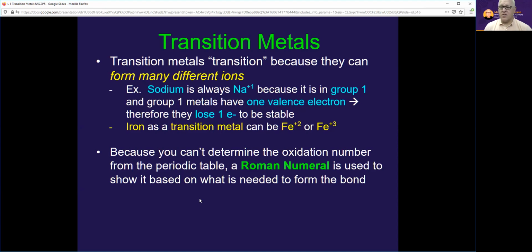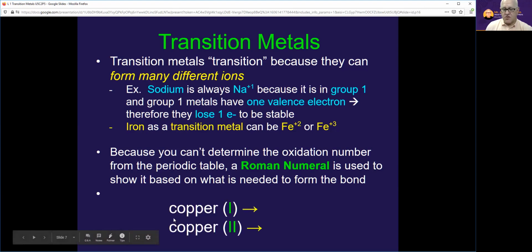Because you can't determine the oxidation number from the periodic table, a Roman numeral is used to show it based on what is needed to form the bond. Let me repeat that. Because you can't determine the oxidation number from the periodic table, we insert a Roman numeral to show it based on what is needed to form the bond.